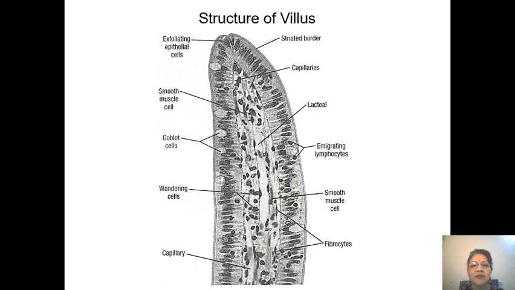Then you have capillaries and lacteals. You have some fibrocytes which are able to secrete the reticular fibers which will keep the core architecture of the villus. We'll see some smooth muscle cells which are extensions of the muscularis mucosa, which has entered into the core of the villus and which can change the dimension, the height and the width of each villus. You may see some emigrating lymphocytes.